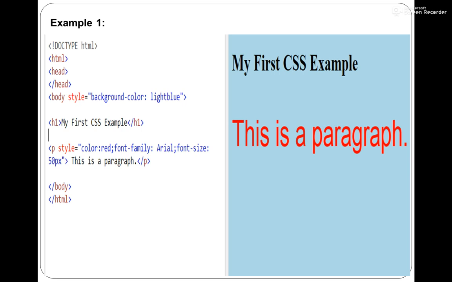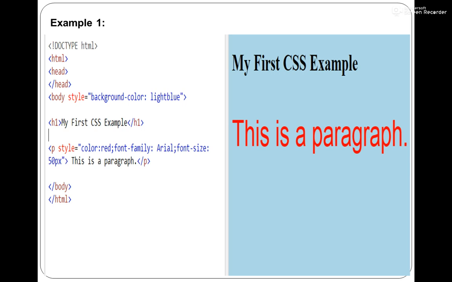Then on the second line the H1 tag is there with "my first CSS example". Is there any styling for this? No. So it has simply printed the default H1 heading size, and "my first CSS example" is printed as it is. Now come to the next line. There is a P tag and this P tag is again using a style attribute. So again it is inline CSS. Agree?